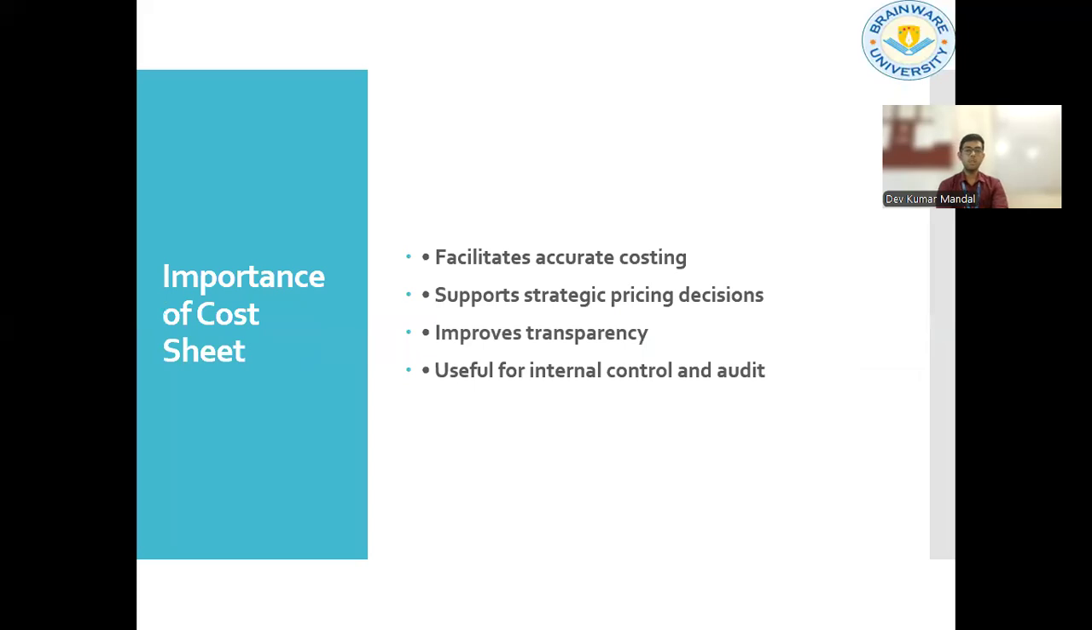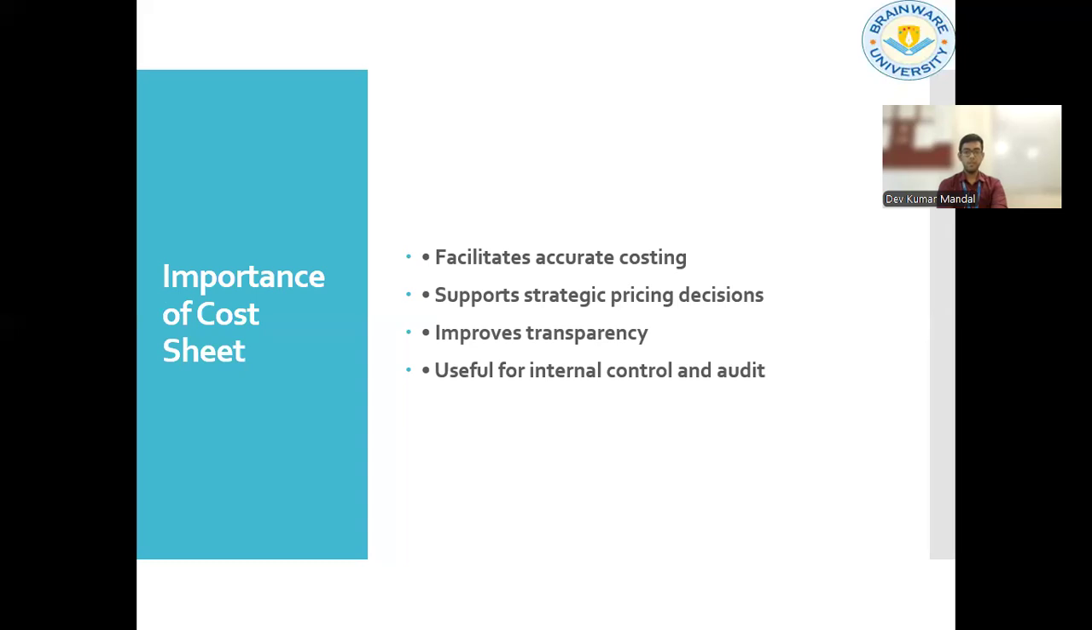So, what is the importance of cost sheet? Why do we prepare the cost sheet? We prepare the cost sheet because it facilitates accurate costing. That means we can accurately find out all the costs involved in manufacturing a product or service. The next is it supports pricing decisions.